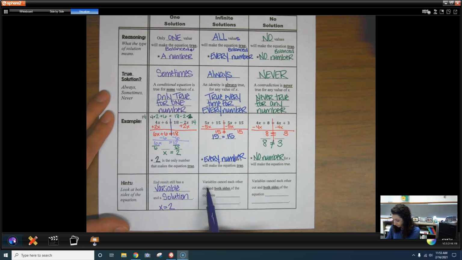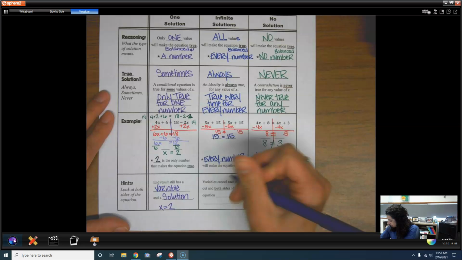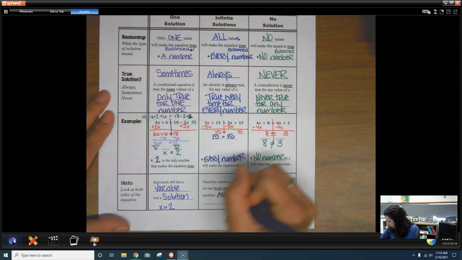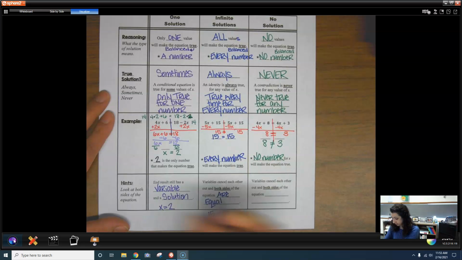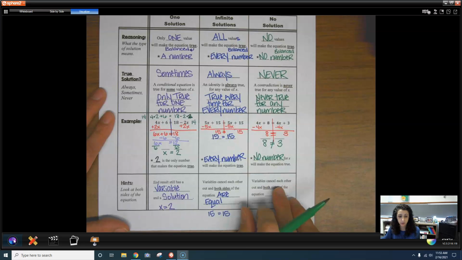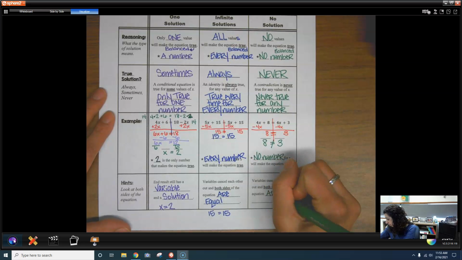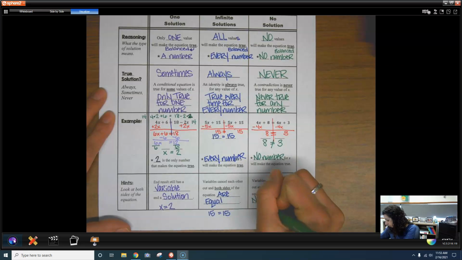With infinite solutions, the variables cancel each other out. And both sides of the equation are equal. In our example, we had 15 equals 15. And the last one is no solution. In no solution, the variables also cancel each other out. So in both of these, the variables cancel each other out. But both sides of the equation are not equal. And our example was 8 does not equal 3.